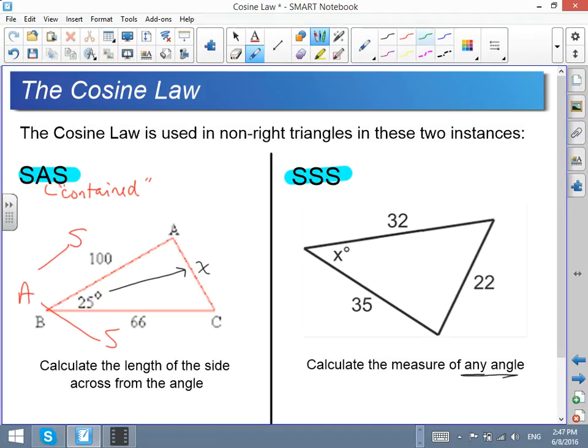Contained angle. So SAS. The angle must be contained. Whereas side, side, side, you have all three sides. So triple S. And in these cases with triple S, you can get any angle you want. And over here, you can calculate the length of the side that is across from the given angle. This is called cosine law.